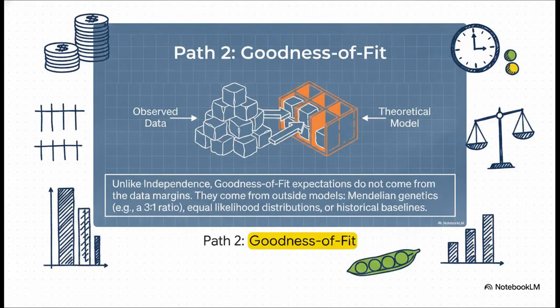Now, here is the absolute defining feature of Path 2. Unlike our test of independence, the expected values here do not come from the margins of our data. We don't use them at all. Instead, expectations come from outside theoretical models. That model might be a famous scientific theory, like a 3-to-1 ratio in Mendelian genetics. It might be historical baseline data from a previous decade, or, as in our vacation example, it might simply be an equal likelihood distribution model.